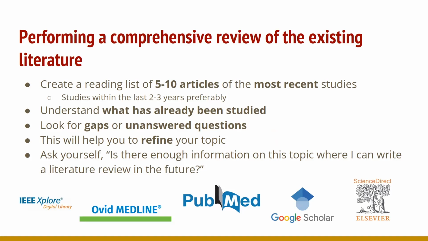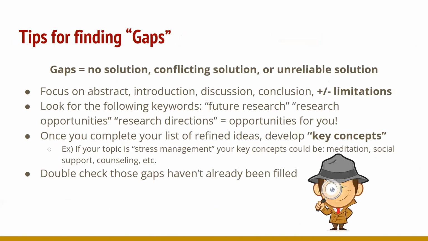What you're looking for here is what has already been studied. And then you're looking for gaps, or unanswered questions. And I put this bullet point here: ask yourself, is there enough info that I can write a literature review in the future? We're going to talk about literature reviews a little bit later, but keep that in mind as well. And some tips for finding the gaps. A gap really, you can narrow it down to either no solution, a conflicting solution, or there is a solution, but it's unreliable or not really agreeable.